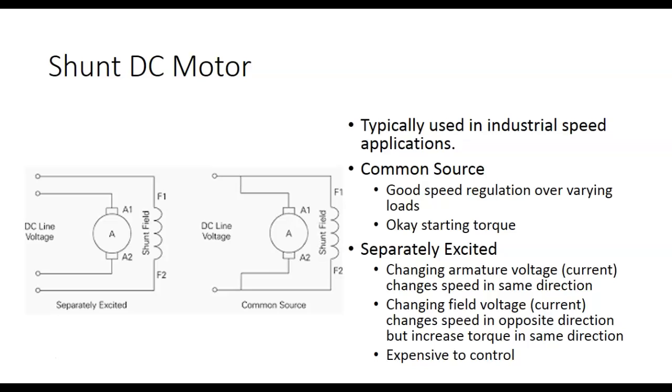Because you create more current, the magnetic field goes up. So we can control the speed by controlling the armature current in the same direction. If you control the speed with the field, it's opposite. So if you increase the current to the field, the motor slows down, but torque goes up.